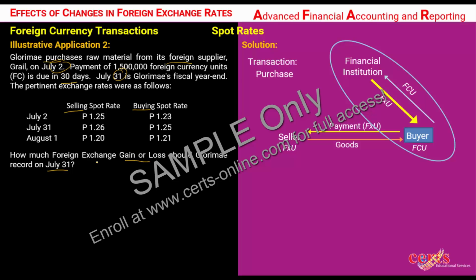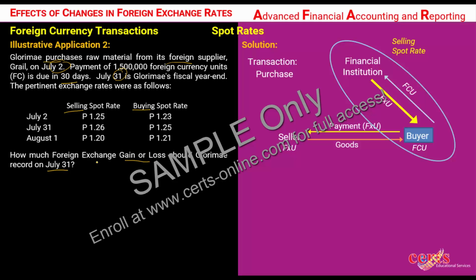But since we do not have available foreign currency, we deal with the financial institution. And the transaction of the financial institution with the buyer will determine whether the selling spot rate or the buying spot rate will be used. Since the financial institution is selling the foreign currency to the buyer, then the financial institution shall use its selling spot rate.